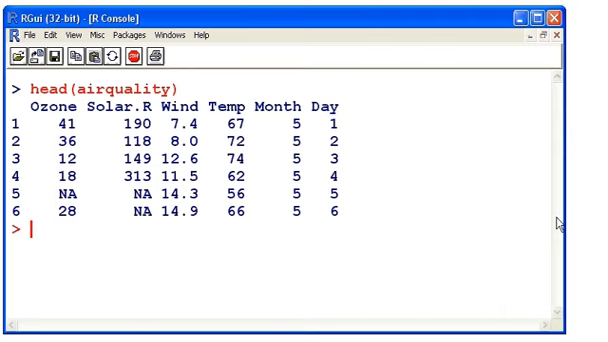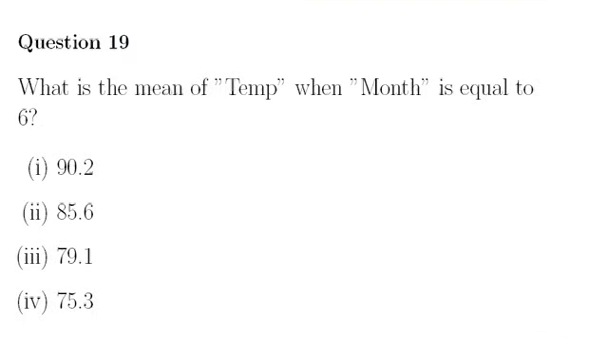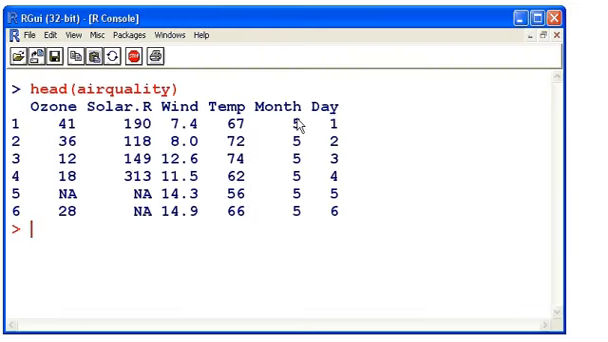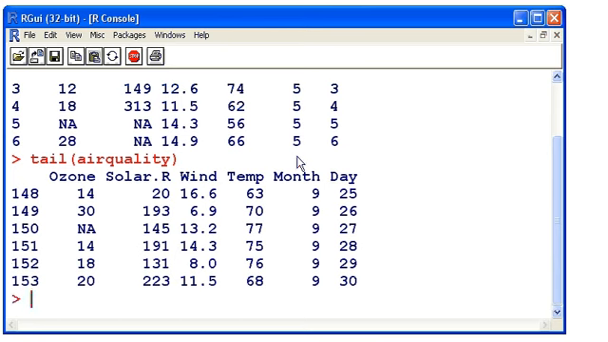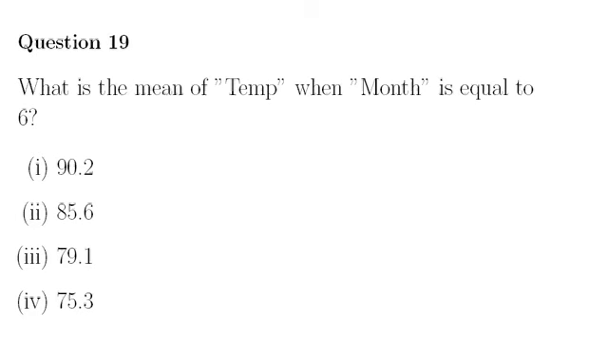Now, the question here is, what is the mean of temperature when month is equal to 6? So we have various different values here for month. So here we have 5. Now, if we go to the end of the data set, we might have a different value here. Tail, 9. So essentially, it looks like the values of month are between 5 and 9. You can just double check that yourself and see that I'm right. What is the mean of temperature when month is equal to 6?